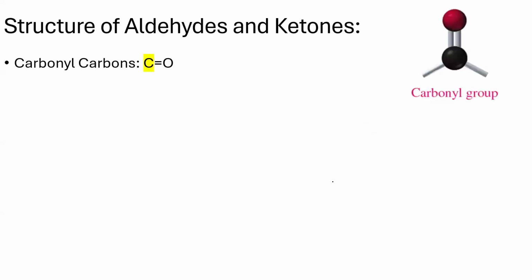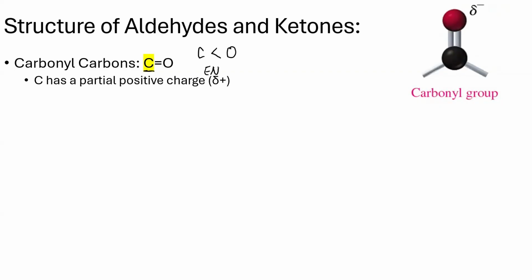So the most important part about aldehydes and ketones is the carbonyl carbon. And the carbonyl carbon is the carbon that is double bonded to an oxygen. And we talked before about differences in electronegativity. And if we look at the periodic table, we can judge that carbon is a lot less electronegative than oxygen in terms of electronegativity.